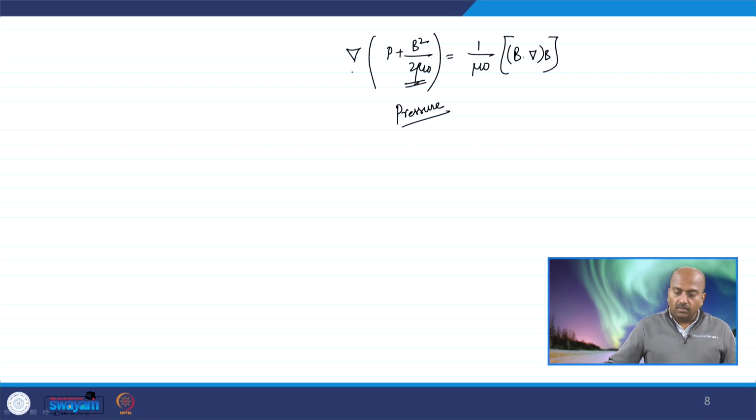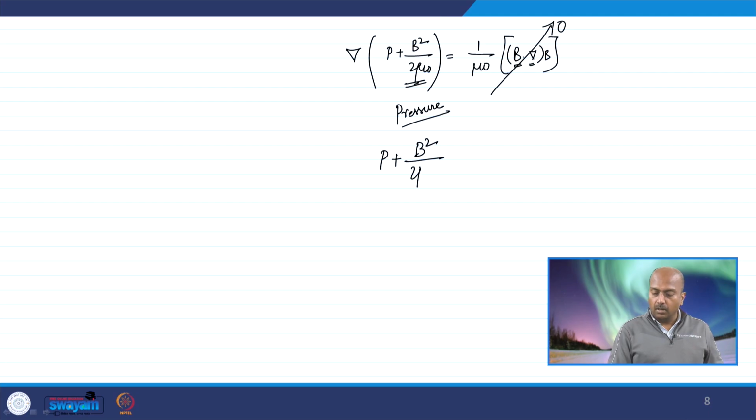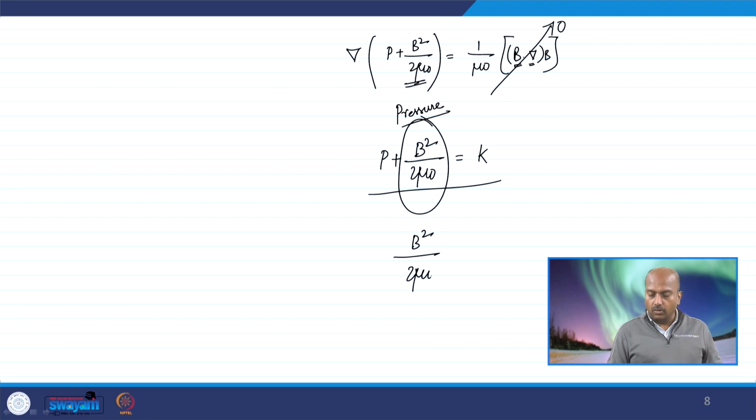If B is not changing spatially, or when it is very small, we can neglect the right hand side. That means that B is not changing with respect to space, so we can say that this quantity becomes 0. In those situations, we can expect P plus B square by 2 mu naught to be a constant, and this term B square by 2 mu naught is called the magnetic pressure.